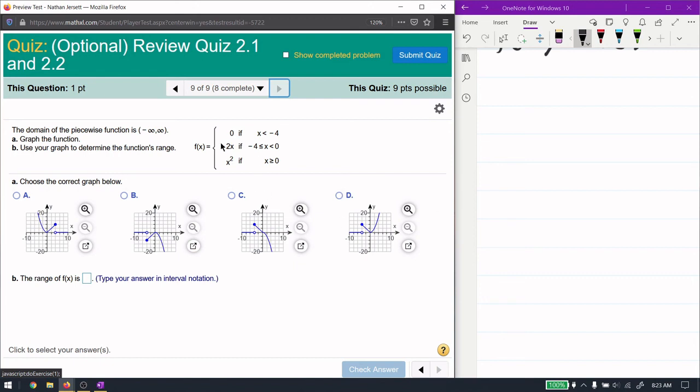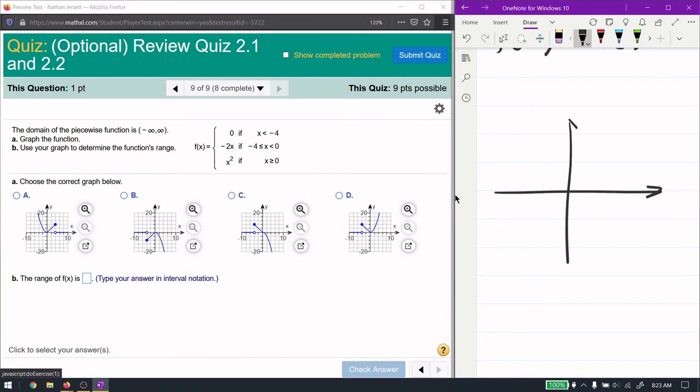Okay, so for the first part, I'm going to look at the x values -4, 0, and then above 0. So I want to make those the most important portions of my graph. I'll move this y-axis over a little bit. We have 1, 2, 3, -4. This is of course 0. I'll give a couple above and below that. Okay, now we can figure out what the graph looks like.